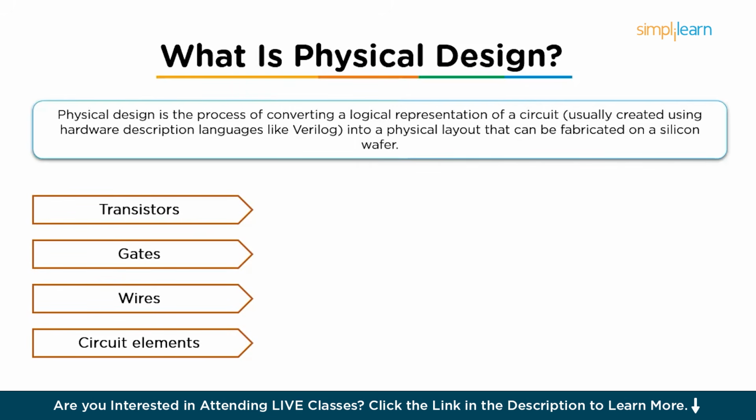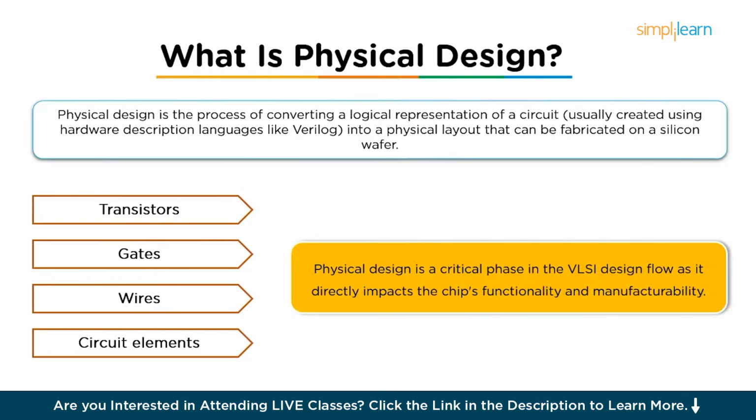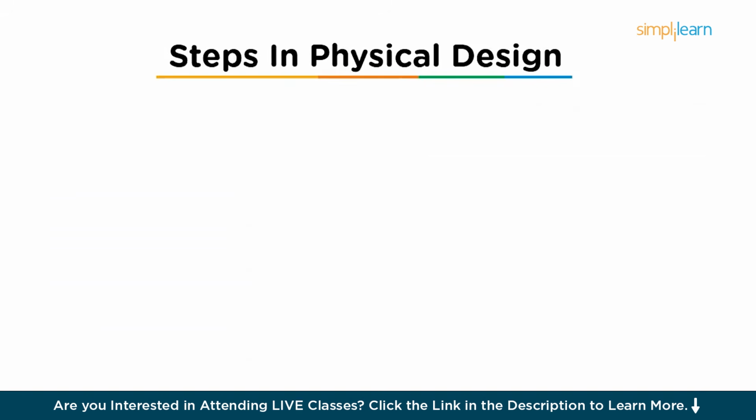This process ensures that the physical placement of the components on the chip adheres to design rules while meeting performance goals such as speed, power consumption, and area efficiency. Physical design is a critical phase in the VLSI design flow as it directly impacts the chip's functionality and manufacturability. So what are the steps in physical design?